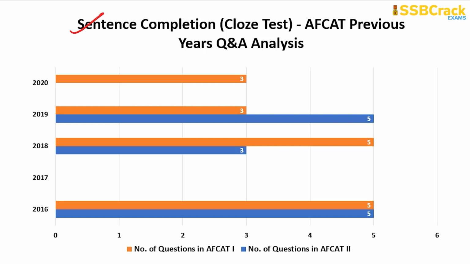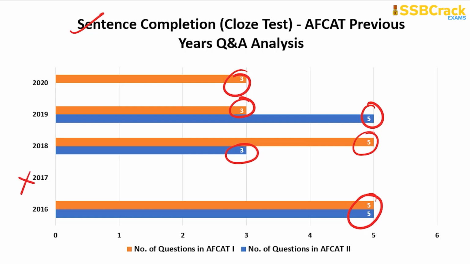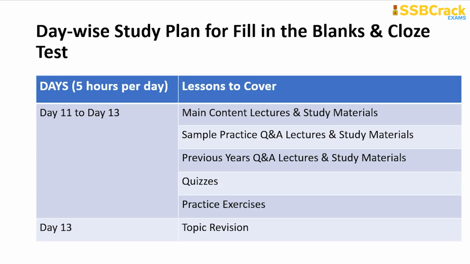As you can see here, 3 questions came from this topic in AFCAT 1 2020, also in AFCAT 1 2019, also in AFCAT 2 2018, while 5 questions came in AFCAT 2 2019, AFCAT 1 2018, as well as in AFCAT 1 and 2 2016. No questions came from cloze test in AFCAT 1 and 2 2017. So you can see that you can expect at least 3 to 5 questions from cloze test in your sentence completion topic. So let's see how we can dedicate 5 hours per day for the completion of fill in the blanks and cloze test syllabus.